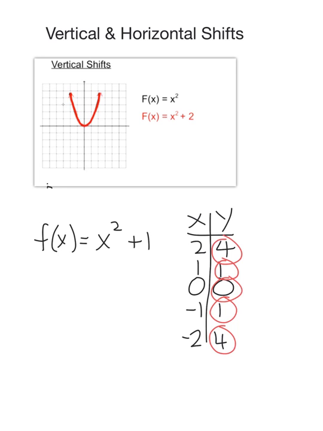X squared plus 2, we'll do the same thing, shift the graph up 2 units. The y values all get increased by 2. X squared plus 3, the y values will get increased by 3. The graph shifts up 3. For x squared minus 2, the graph is shifted 2 down. So for all vertical shifts, it is this value here that tells you there's a vertical shift. There's nothing going on here around the x for a vertical shift.